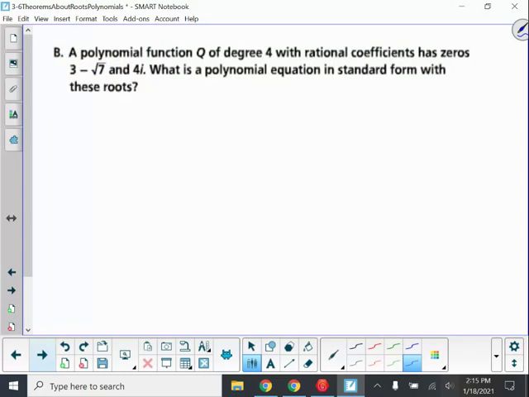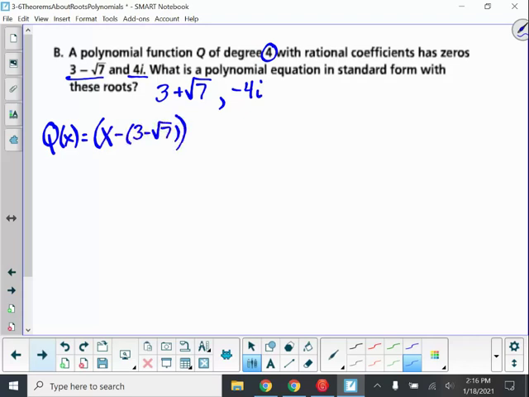The next one is very similar. However, there's a lot more multiplying to do because this is degree 4. That means it has to have 4 solutions. So if it tells me 3 minus square root of 7 and I have a 4i, that also means I have to have 3 plus the square root of 7 and a negative 4i. So my polynomial is going to be x minus (3 minus square root of 7), x minus (3 plus the square root of 7), x minus 4i, and then x minus negative 4i, which will actually be a plus 4i.